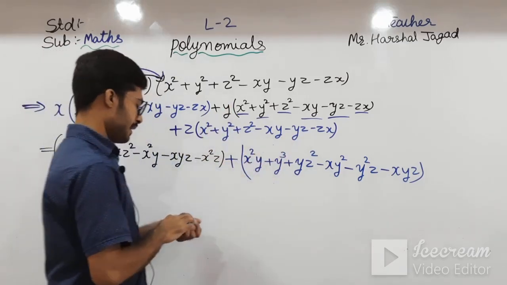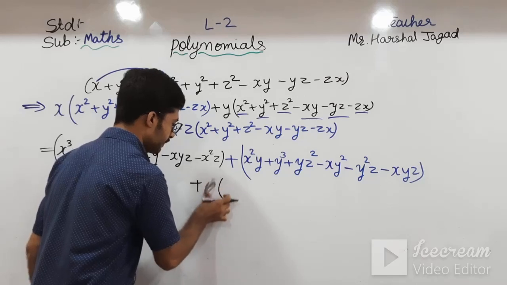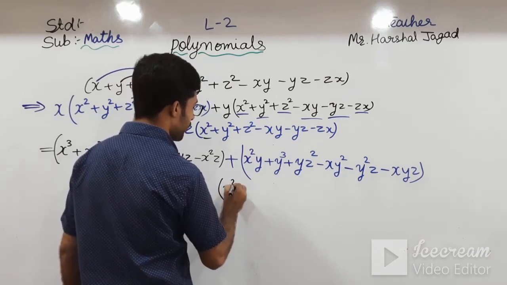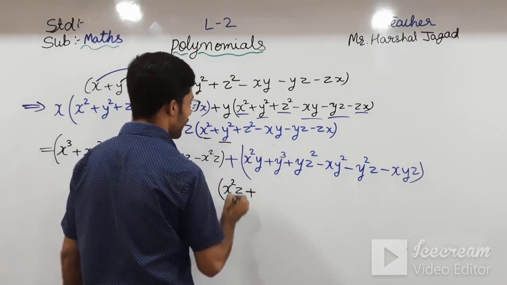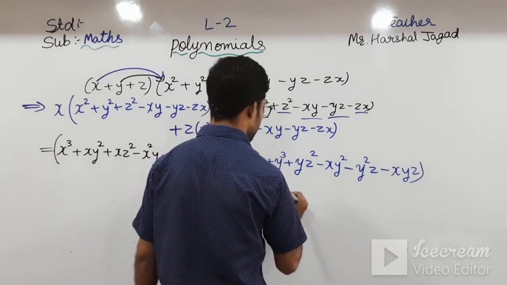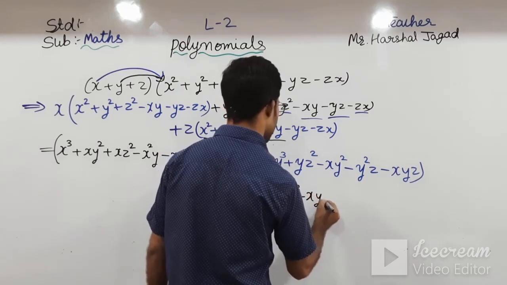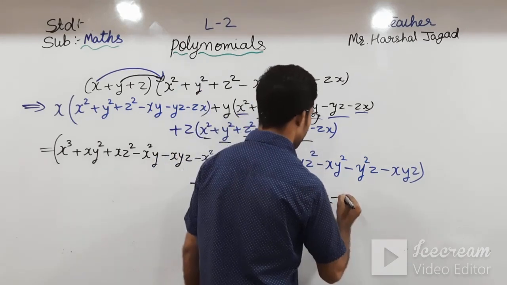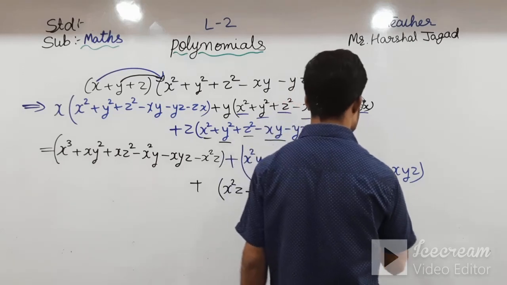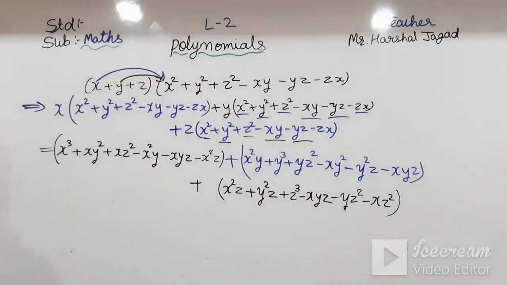Now with the z we will multiply, so plus z with x square, that is x square z, plus y square z, plus with z square, so z cube, minus xyz, then minus yz square, next minus xz square. So this we have multiplied with x, y and z.